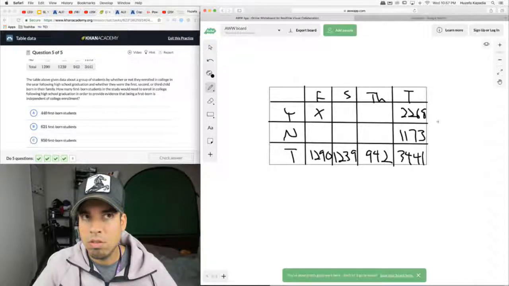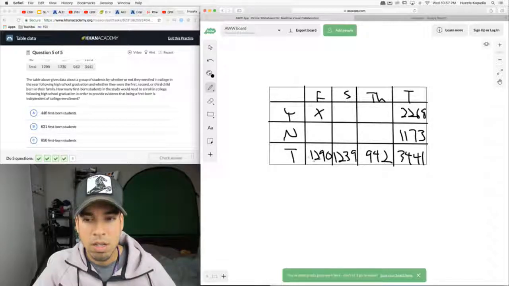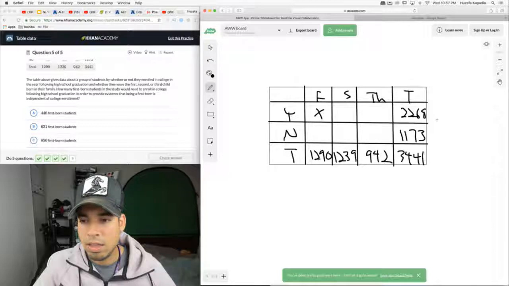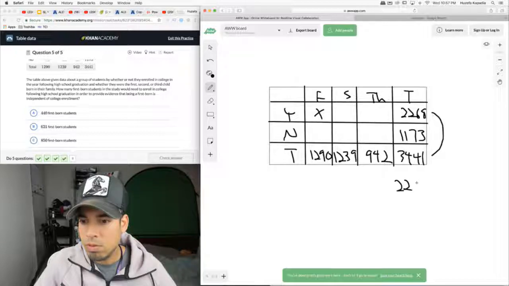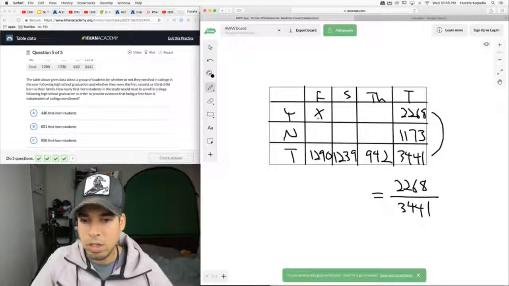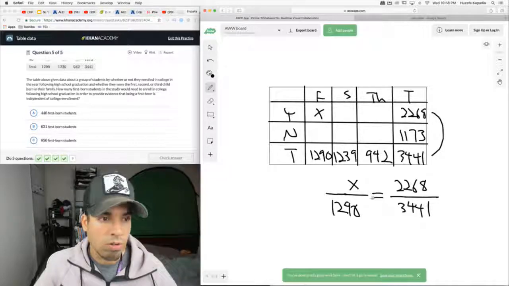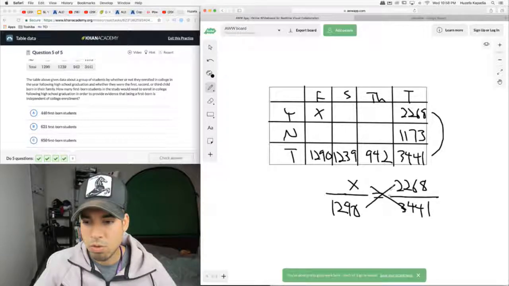I get it. So essentially what they're trying to say, this took me a second to get, is that it has no bearing on whether or not they go to college. And I think what it means is, if the total ratio 2268 over 3441 is the same as the ratio of people saying yes to the total amount of firstborns surveyed, then the two are independent. There's no dependence. So this is a calculator problem, of course. So let's cross multiply and see what we get.